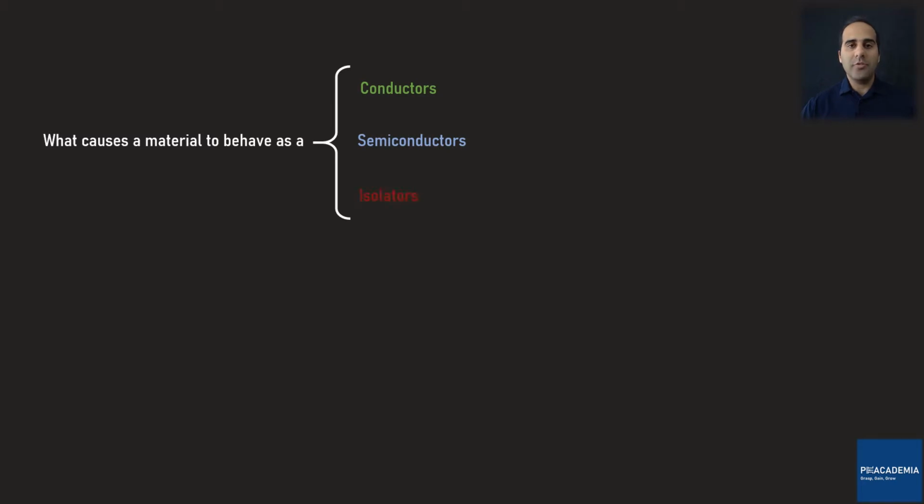In the introduction lecture of this course, I asked a very fundamental question. What causes a material to behave as a conductor, semiconductor, or insulator? Now it's the time to address this question. In the previous lectures, I introduced the concept of the energy band and band gap, so we can use these concepts to discuss the electrical conductivity of materials.